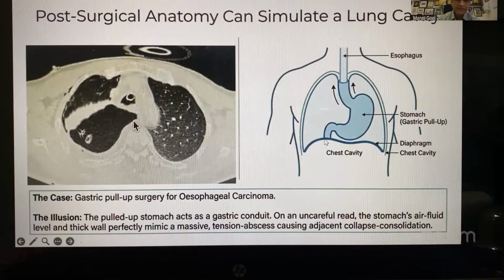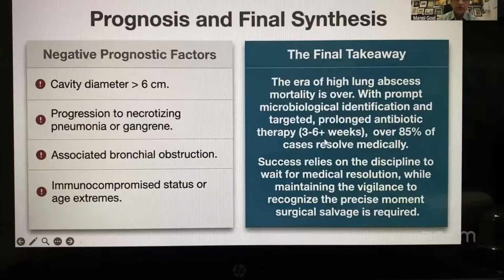Another very interesting case, this patient we were referred to see, and this looked like a pneumothorax or maybe a cavity, but this patient in fact had undergone a gastric pull-up surgery for esophageal carcinoma. So what we are seeing here is a pulled up stomach and not a lung abscess. Therefore, proper history and examination becomes very, very important.